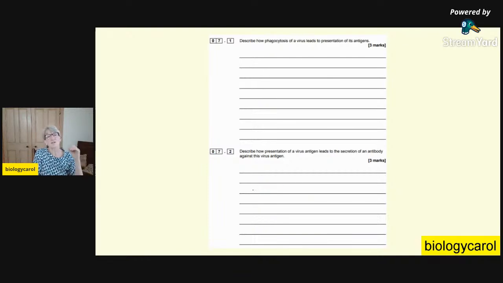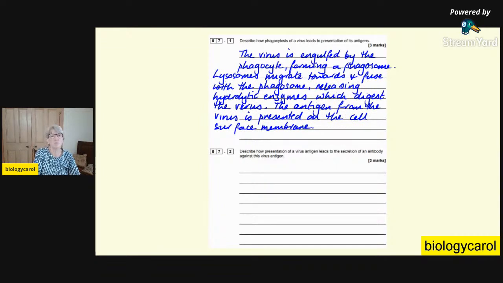Question 7: describe how phagocytosis of a virus leads to the presentation of its antigens. So I wasn't quite sure where the start of this question was, so I kind of described the whole of phagocytosis. So this is what I put. The virus is engulfed by the phagocyte, forming a phagosome. I'm using all the terminology of my phagocytosis knowledge. Lysosomes migrate towards and fuse with the phagosome, releasing hydrolytic enzymes which digest the virus. The antigen from the virus is presented on the cell surface membrane. So that's what I wrote.